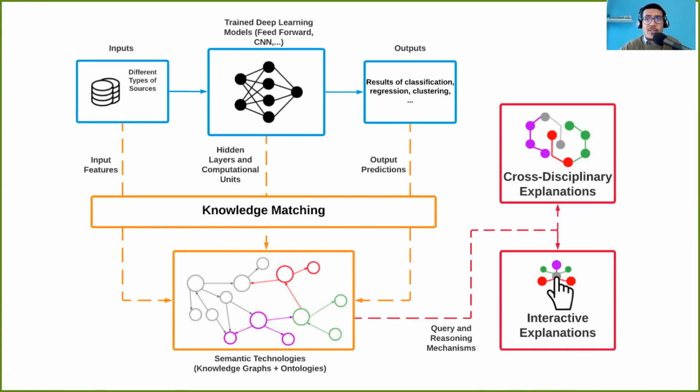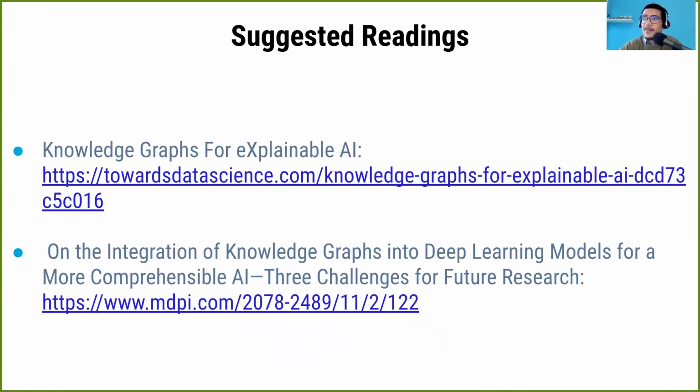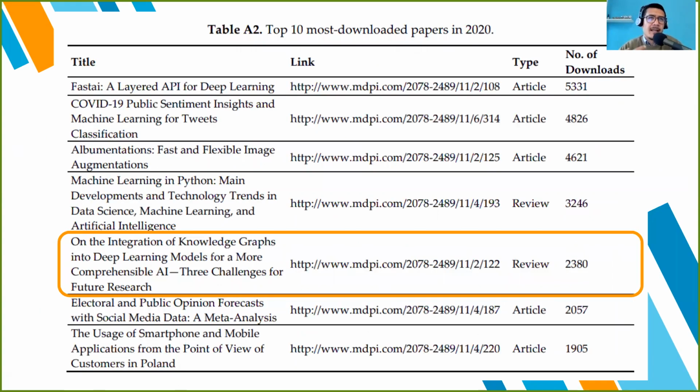So these are the suggested readings for the last part of my presentation: a Medium article and a paper published in the Information journal. And maybe, in order to give an intuition and an awareness of the importance of this topic, here you can see that our paper was one of the top 10 most downloaded articles in 2020.